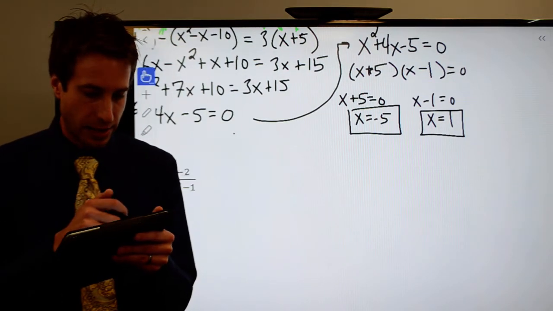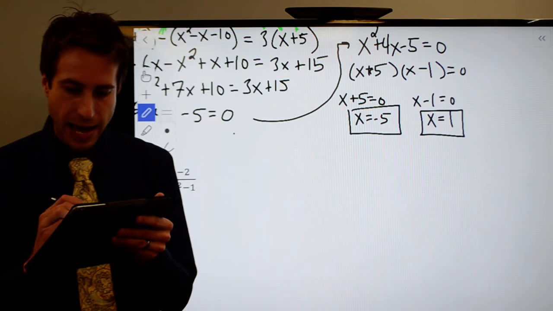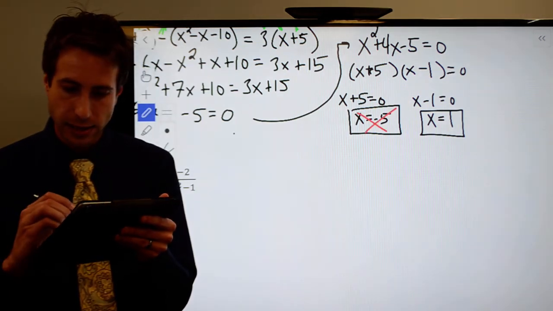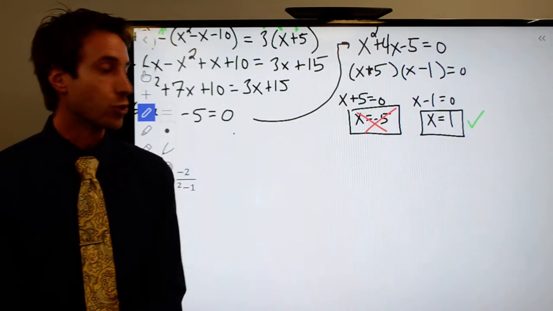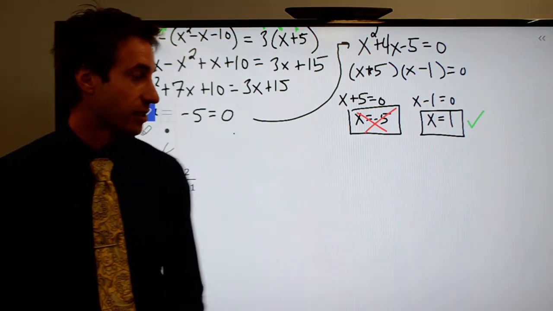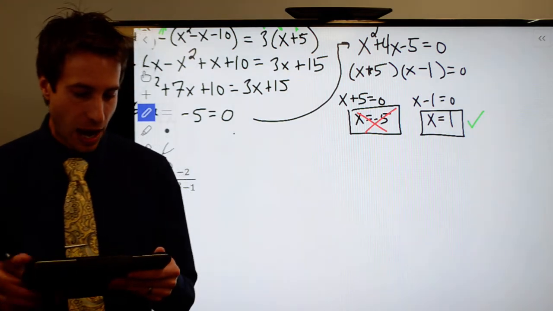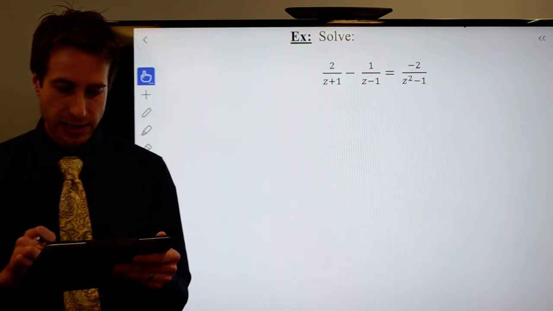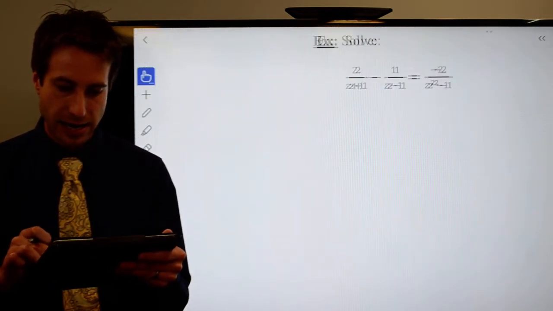So I come back down here to my answers, and right away, x equals negative 5 is extraneous. It's the x equals 1 that works. Again, you can plug that 1 in there, and you'll see that it does. All right? Awesome. So we've seen one now where you get an extraneous solution. Let's keep going and see what happens here. I got another one for you.